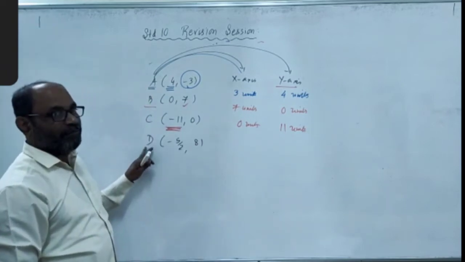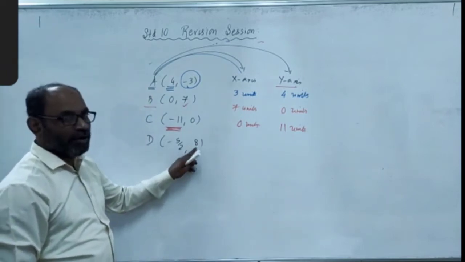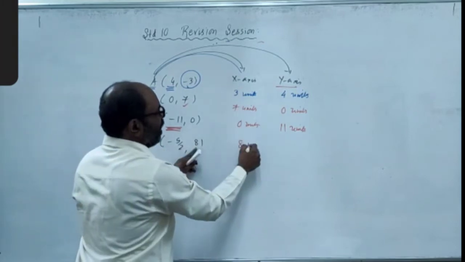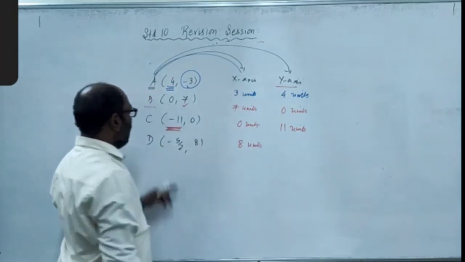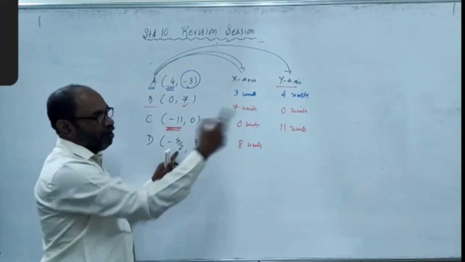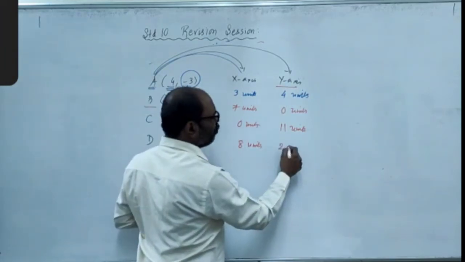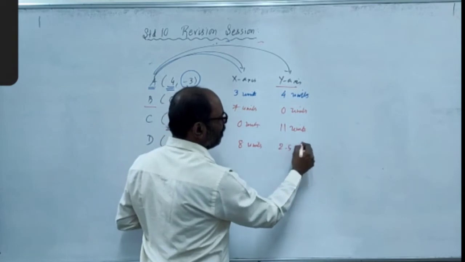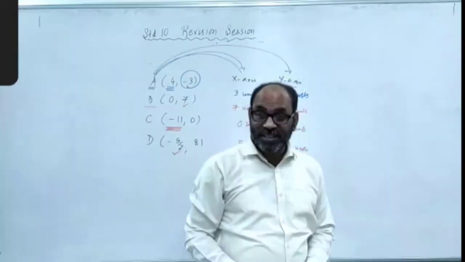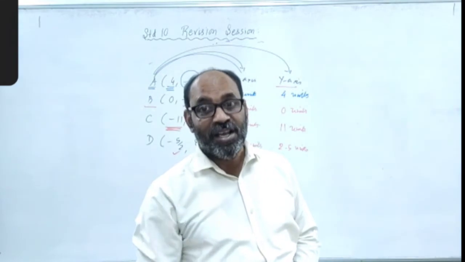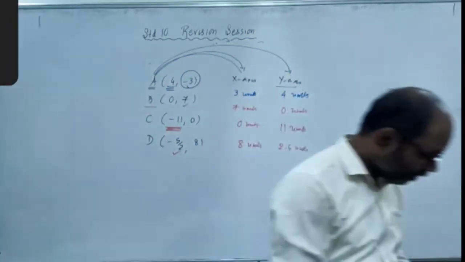How far is this point from the x-axis? Take the y coordinate. So it is 8 units away from the x-axis. And how far is this point D from the y-axis? The x coordinate is 5 by 2, that means 2.5 units. Okay. So this is the concept on the basis of which an objective question can be there.